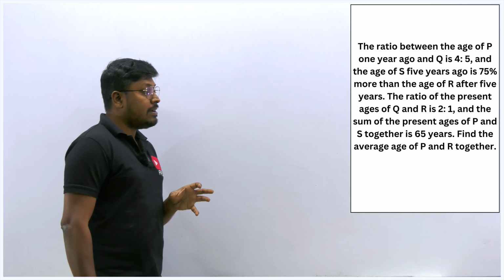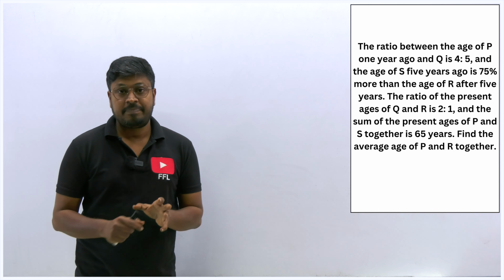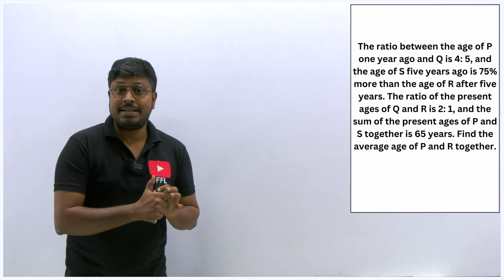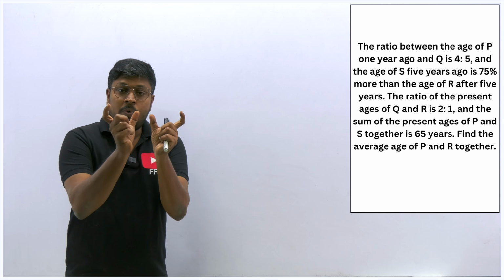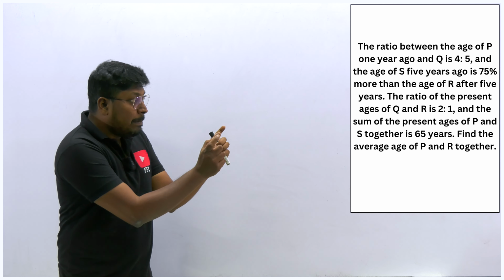See, our target here is to find the average age of P and R. But when you look at the question carefully, totally how many persons are there? There are 4 persons: P, Q, R and S. And there are two important points. Once you read the question carefully, you can see there are two important points here.